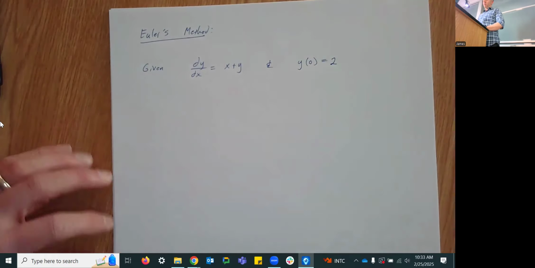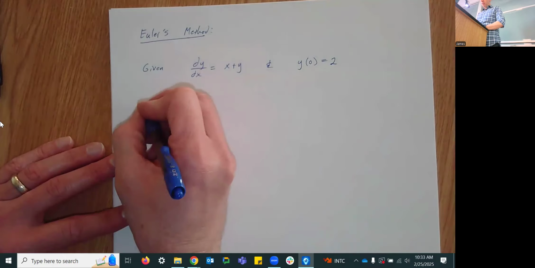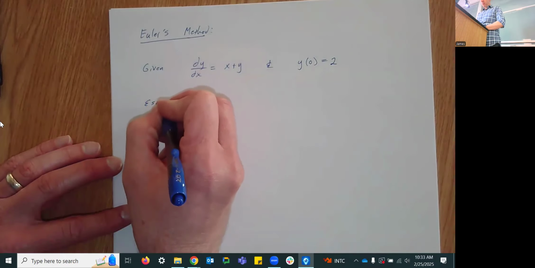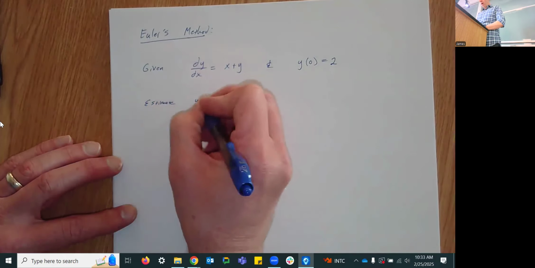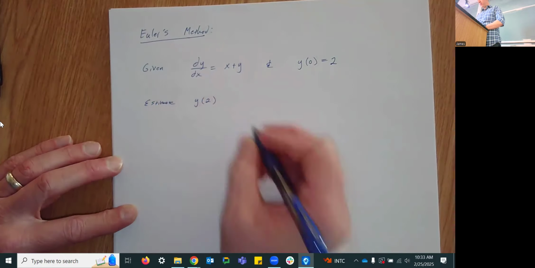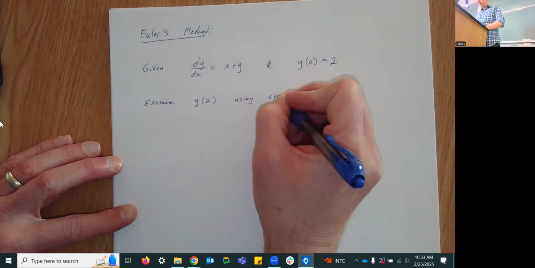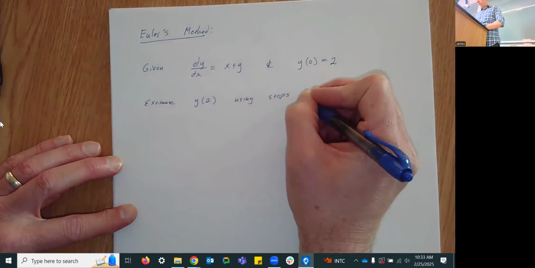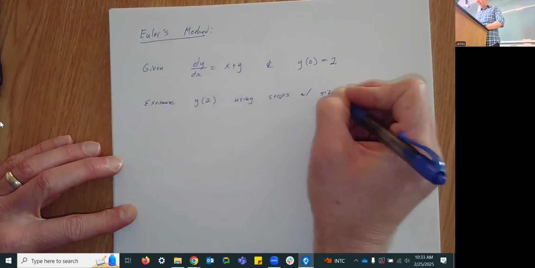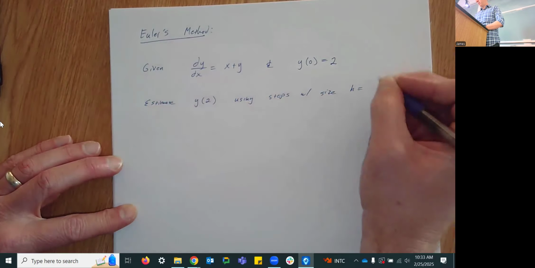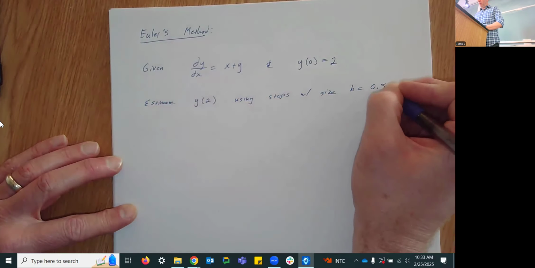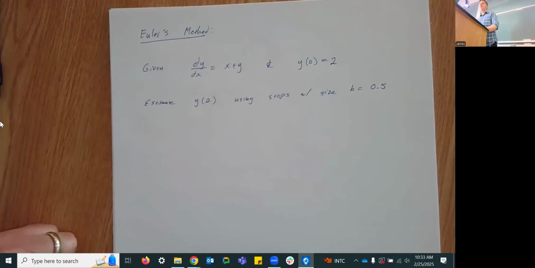2, sure, fine, we'll live with that. We want to estimate y(2) using steps with size, and we usually call this h for whatever reason. h equal to, let's use the typical choice of 0.5. So that's usually kind of the setup.